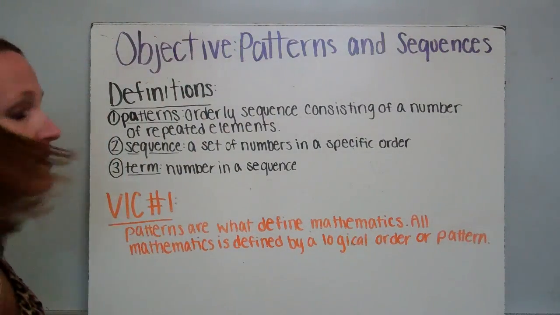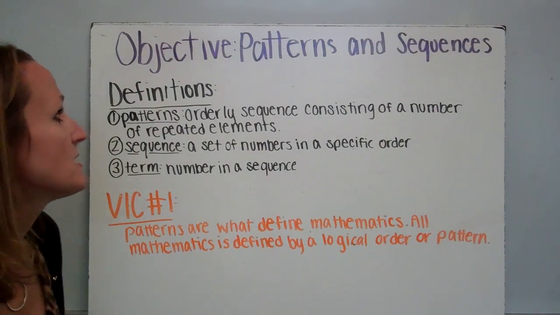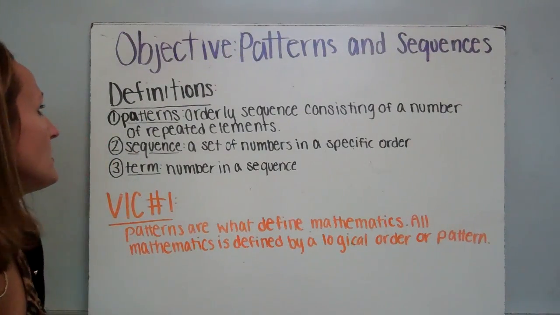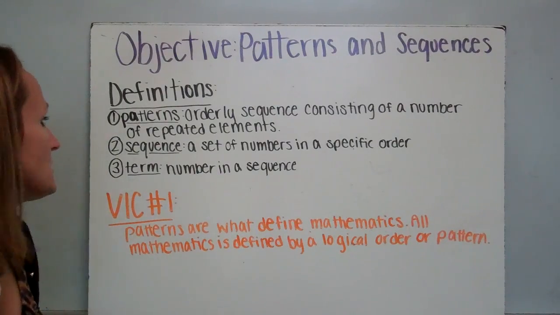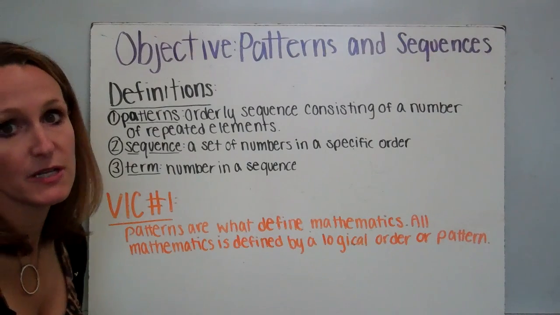Okay, in this video, we're going to talk about patterns and sequences. So, definitions. A pattern is an orderly sequence consisting of a number of repeating elements. A sequence is a set of numbers in a specific order. A term is the number in a sequence.